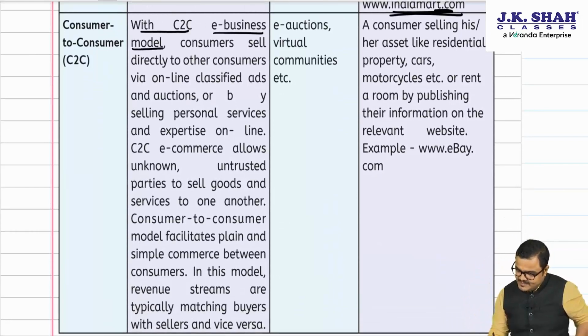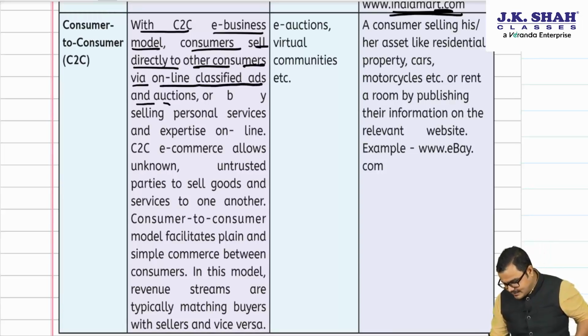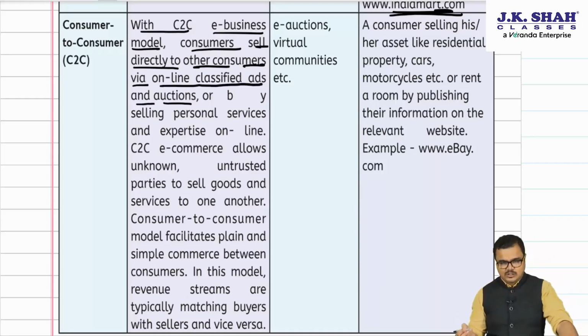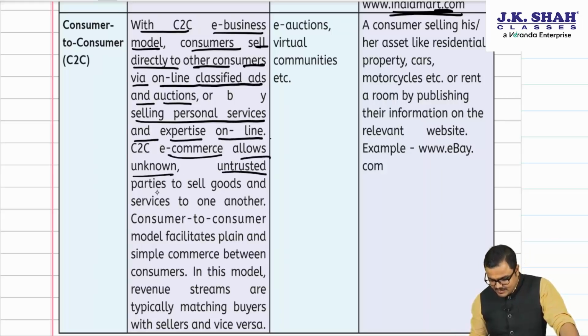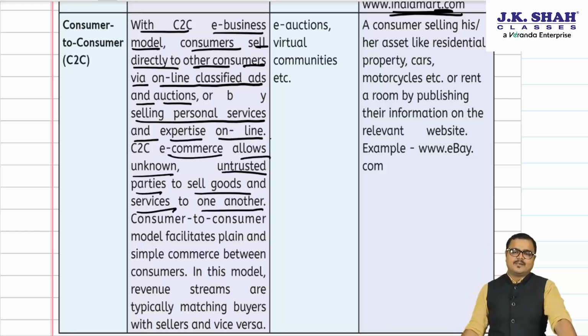Then we have a third one called C2C. With a C2C e-business model, consumers sell directly to other consumers via online classified ads and auctions. Auctions are also available. Or by selling personal services and expertise online. C2C e-commerce allows unknown, untrusted parties to sell goods and services to one another, because generally e-commerce is a faceless trading. Am I right?